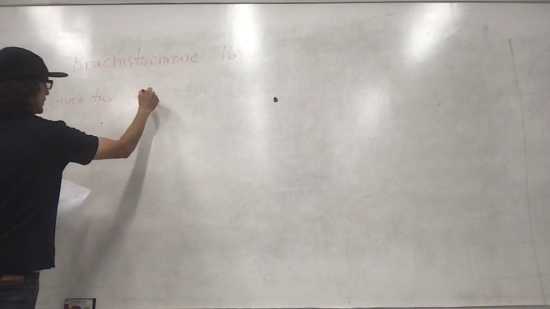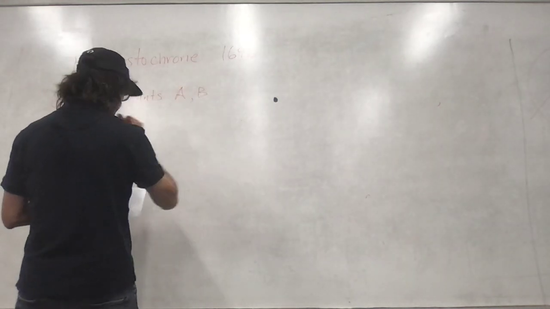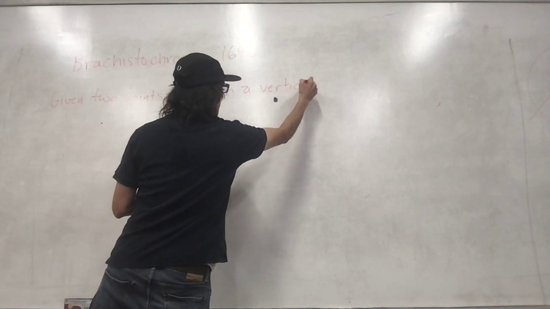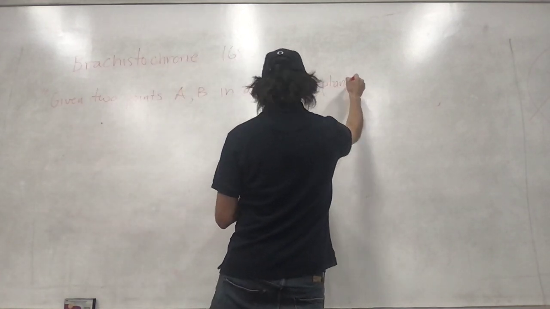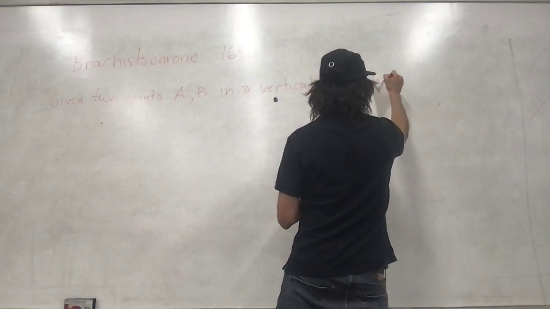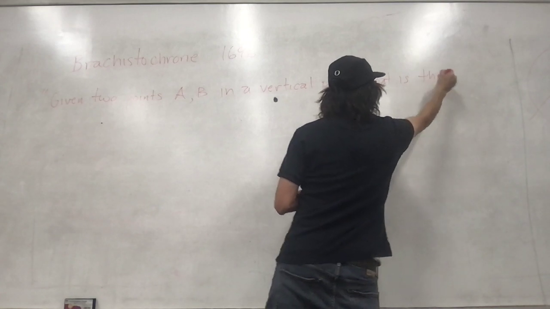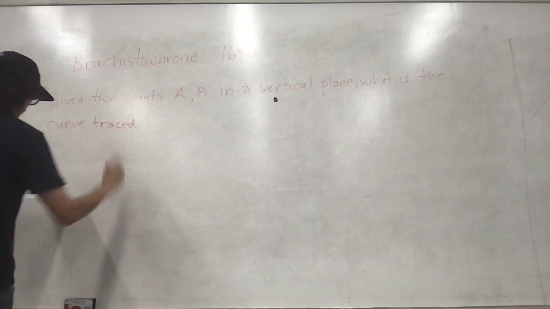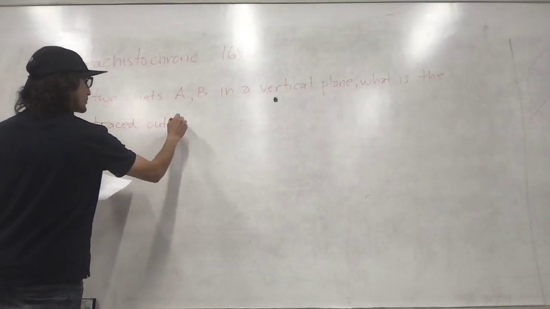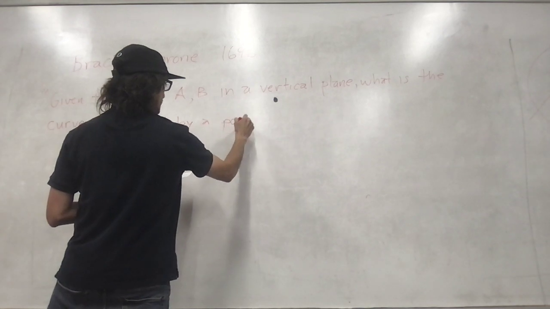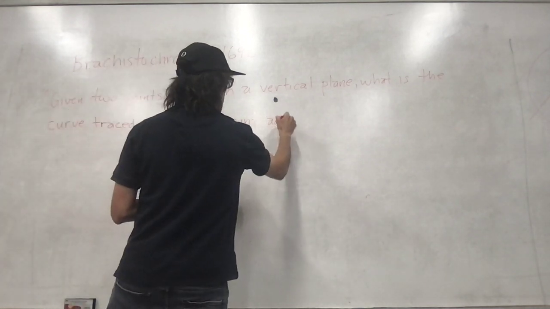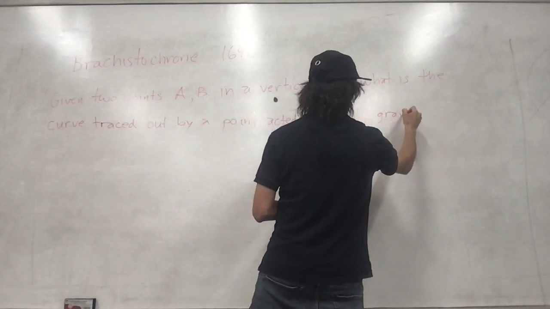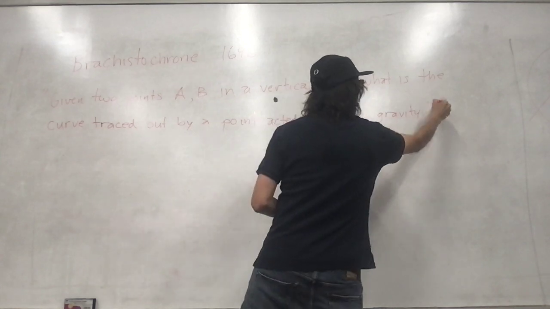It says, given two points, A and B, in a vertical plane, so this is two-dimensional, what is the curve traced out by a point acted on only by gravity, that's it.